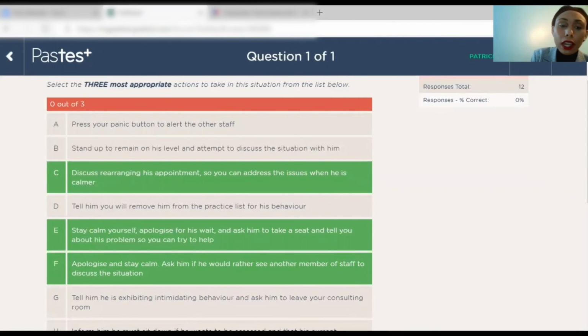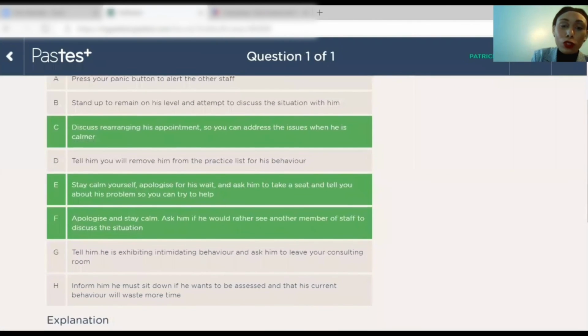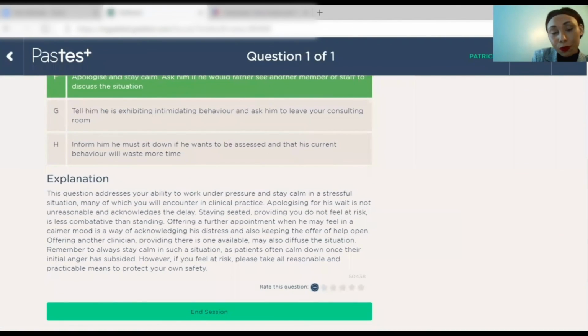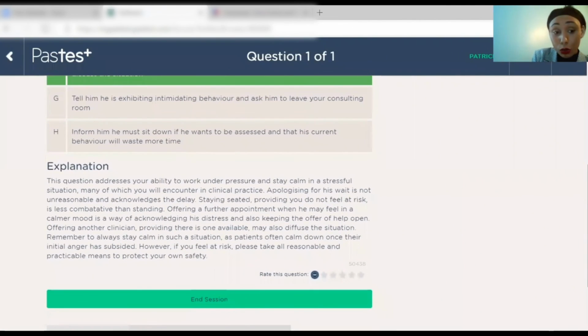I think it's quite clear the options that you shouldn't be picking. But of course, there's always an explanation if it's not clear to you. So some of the learning points here would be your ability to work under pressure and how you're able to stay calm in what can be a very stressful situation. So those are all the questions. I hope you learned loads. I hope that you will go on and pass your exam.